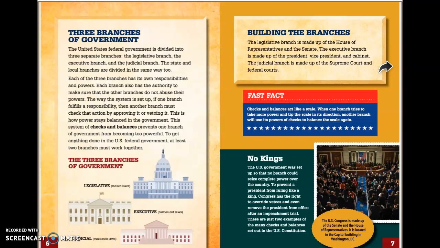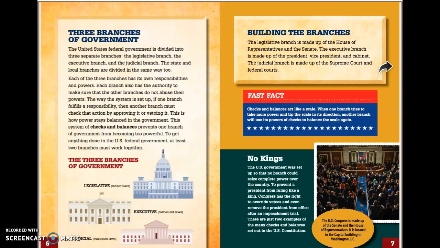Building the branches. The legislative branch is made up of the House of Representatives and the Senate. The executive branch is made up of the President, Vice President, and Cabinet. The judicial branch is made up of the Supreme Court and federal courts.